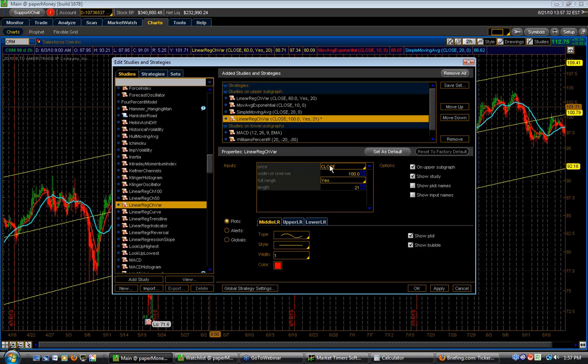Defaultly, it opens to close. The width of the channel is 100, full range yes, and the length is 21. Where I've set these at, which are pretty doggone accurate, is I'll change the width to 60. Keep it at price at close and full range, but I changed the length to 20.